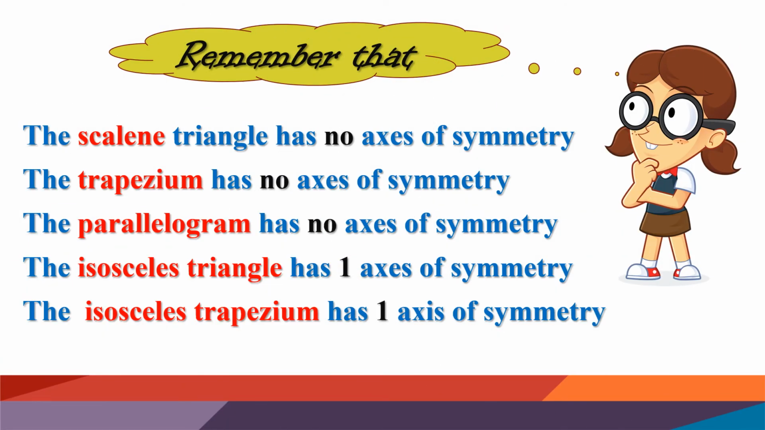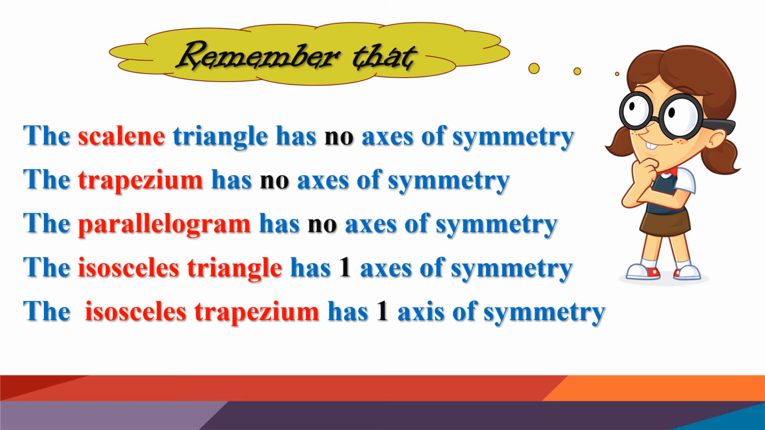Okay, remember with us. The scalene triangle has no axis of symmetry. The trapezium has no axis of symmetry. And also the parallelogram has no axis of symmetry. Again, scalene triangle, trapezium, and parallelogram has no axis of symmetry.